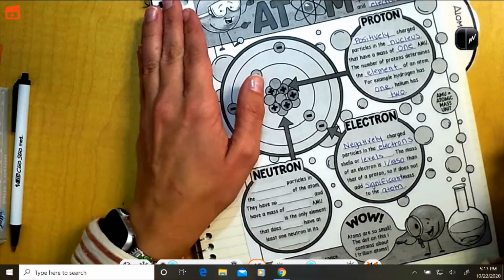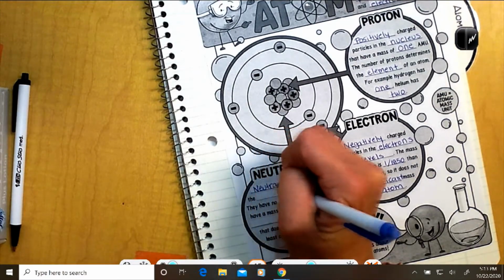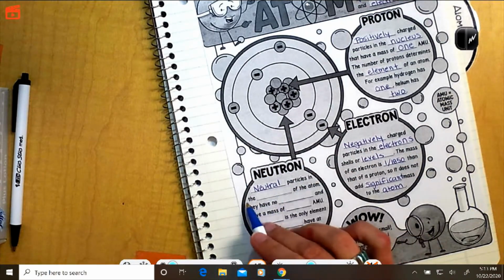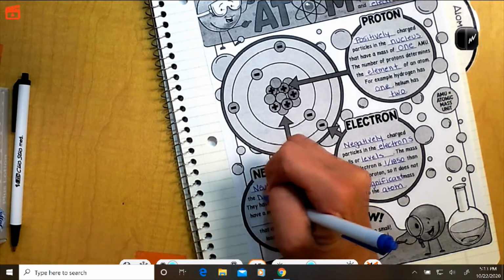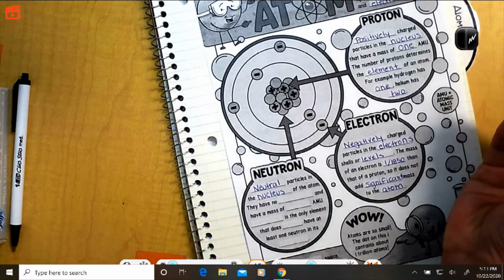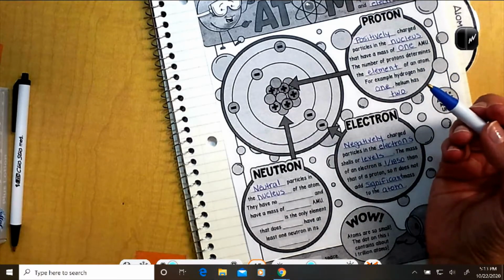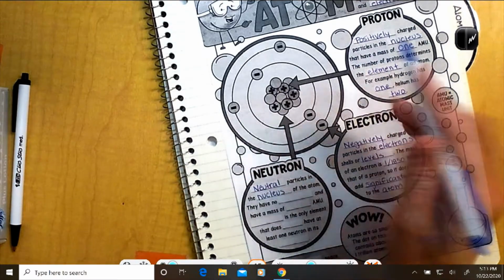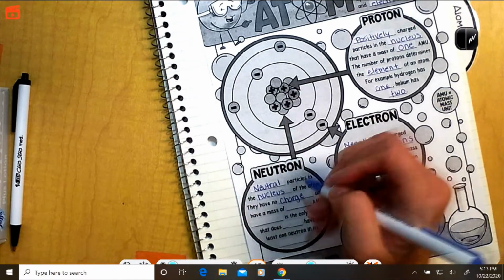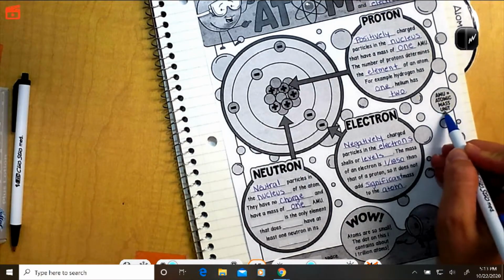Okay, neutrons. Neutrons are neutral. Remember, you can pause the video at any time or go back if I'm moving too fast. Neutral particles in the nucleus of the atom. They both sound the same, because that's like the same thing. It's like that on purpose. They have no charge, and have a mass of 1 AMU. Remember, an AMU equals an atomic mass unit.